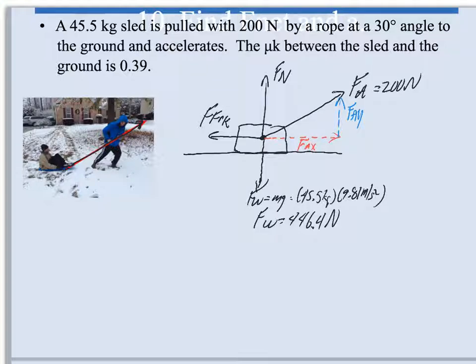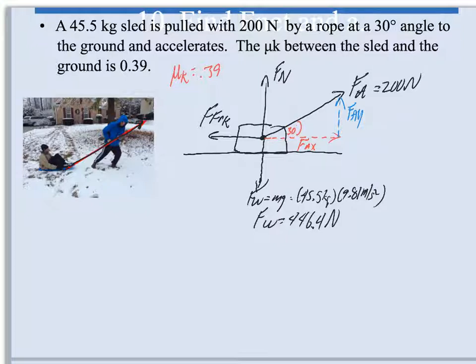And we also have a 30-degree angle. Okay, so what else are we given? Well, we're given mu k is 0.39. And that's everything that's given, and they want us to find the net force. Well, we know it's moving horizontally. He's not lifting it up into the air.